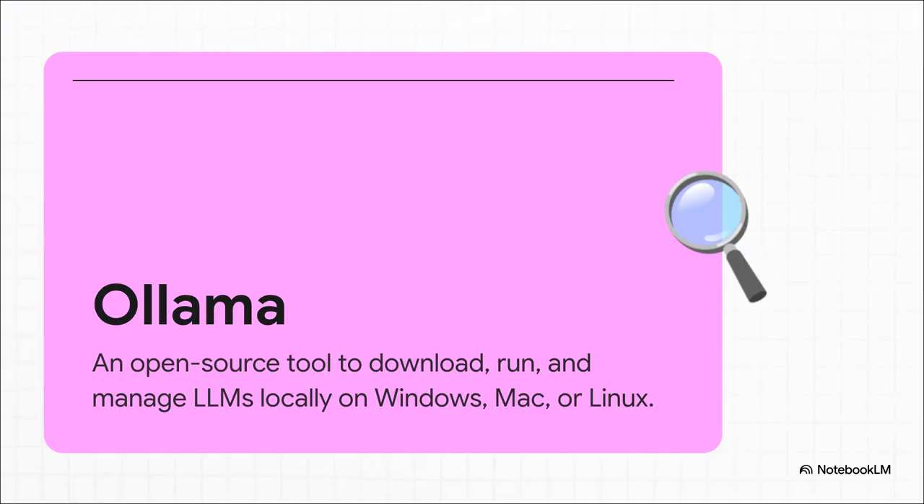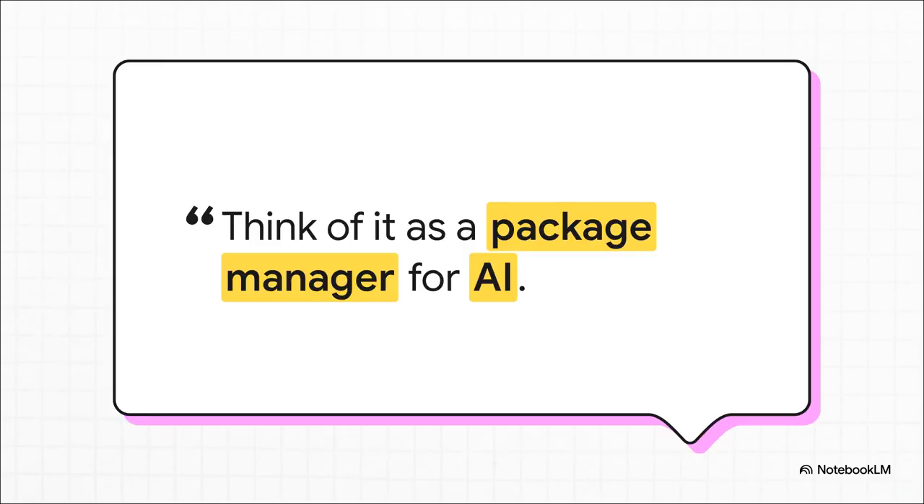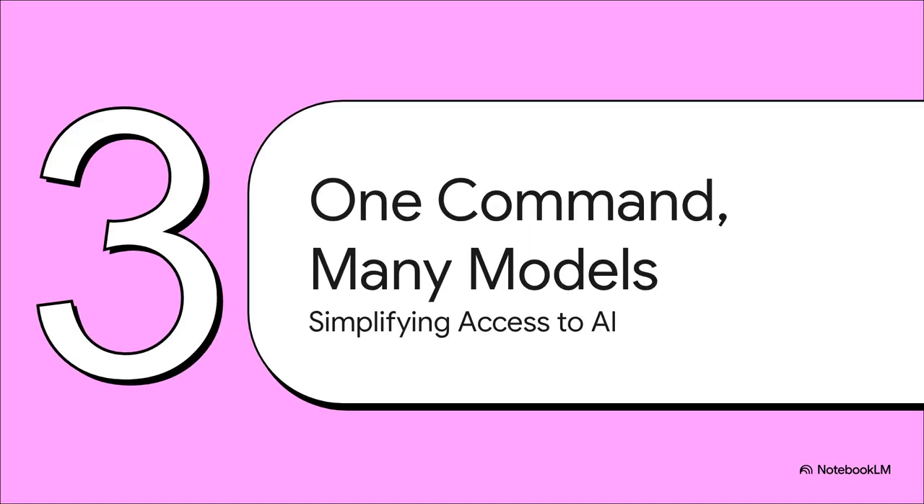So what is it exactly? Simply put, Ollama is an open-source tool that lets you download, run, and manage powerful large language models, those LLMs we hear so much about, right on your own computer. It works on Windows, Mac, or Linux, and it basically bundles up all that complexity into one simple package. And you know, if you need just one simple way to get your head around it, this is perfect. Think of Ollama as a package manager, but for AI.